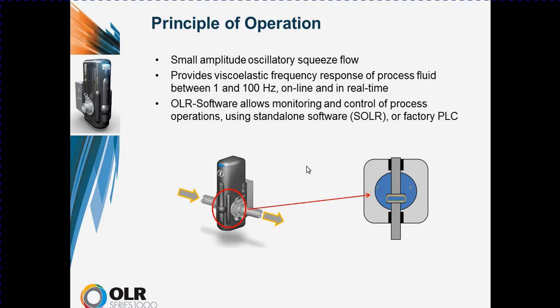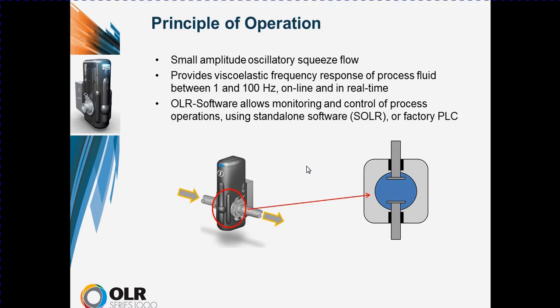The response of the liquid is measured and, through well-known physics, is converted into viscoelastic properties of the material being measured. The viscoelastic properties that the OnLine Rheometer can deliver are the complex viscosity, the elastic modulus G prime, the viscous modulus G double prime, and delta, the phase angle.